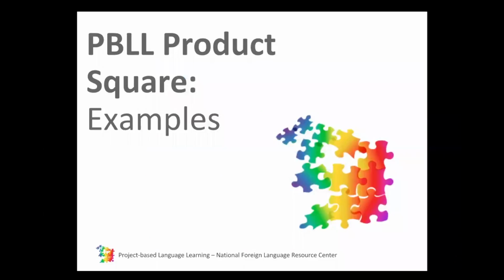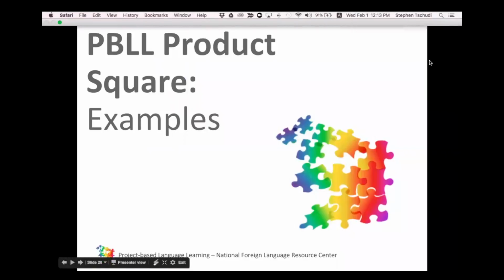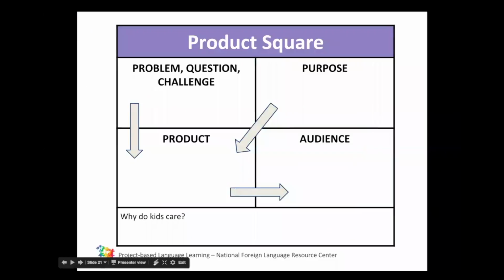Let's look at how the product square addresses issues within the teacher projects. These are some examples from a past summer institute. Just to quickly recap, this is the product square, and it helps project designers align the purpose of a project to both the product and the problem, question, or challenge. But it also helps to ensure that the product created by the student demonstrates their learning and answers and solves a real issue. And then in turn, the product would have to be for an appropriate audience.